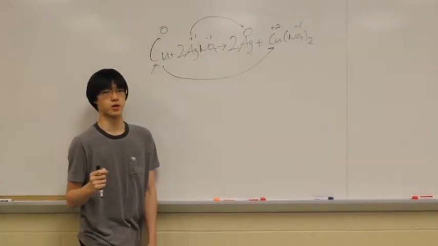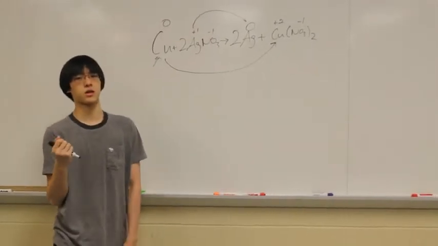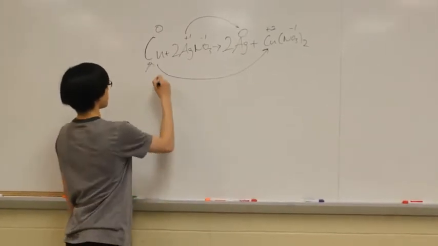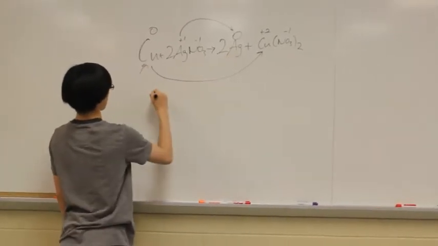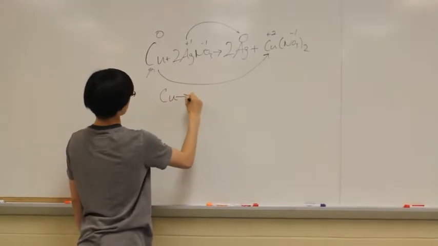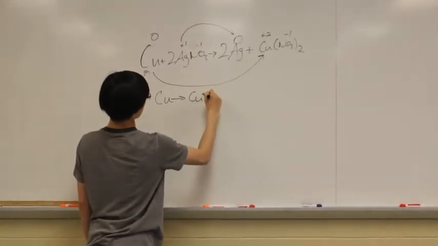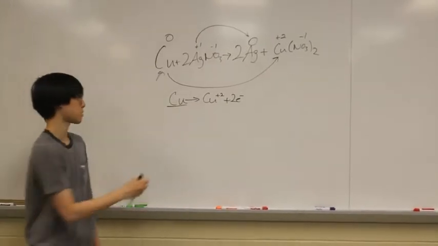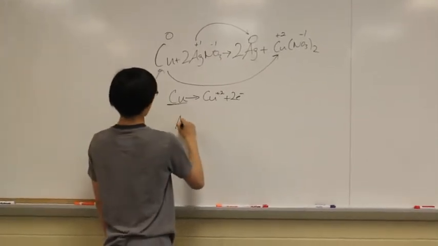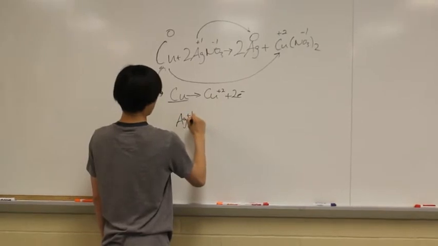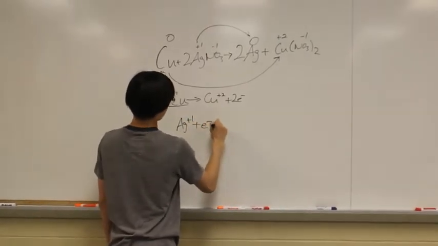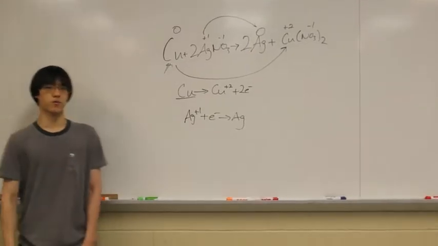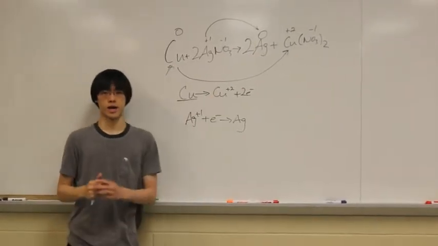The oxidation and reduction reactions can be looked at separately. These are called half reactions. With the oxidation reaction, we can write Cu yields Cu2+ plus 2 electrons, because this Cu atom is losing 2 electrons. Similarly, the Ag+ ion is gaining an electron and becoming Ag. These are the 2 half reactions that govern this single reaction.